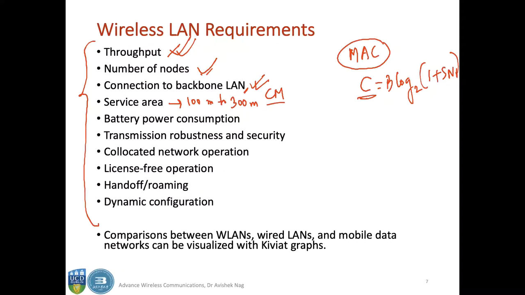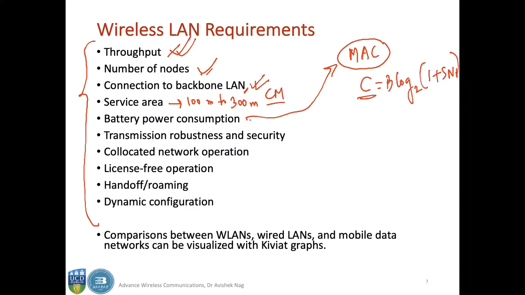Okay. So the next point is license-free operation. Users would prefer to buy and operate wireless LAN products without having to secure a license for the frequency band. So imagine yourself, when you are using the wireless LAN, you would not prefer to use it by paying a fee. You would probably want free connectivity. So license-free operation is also a requirement.